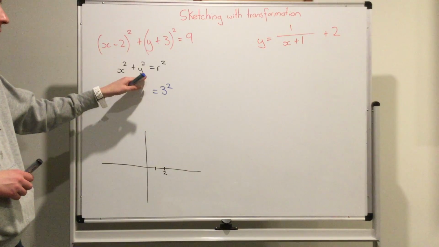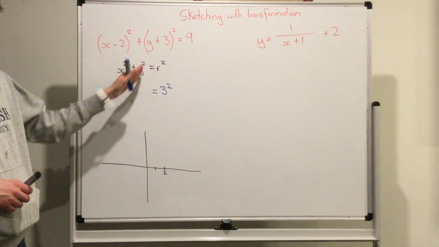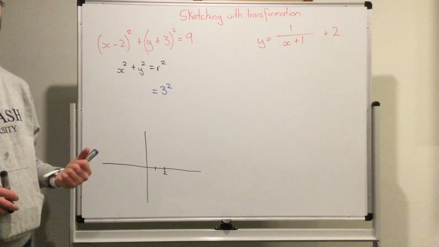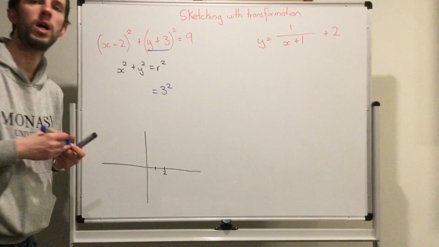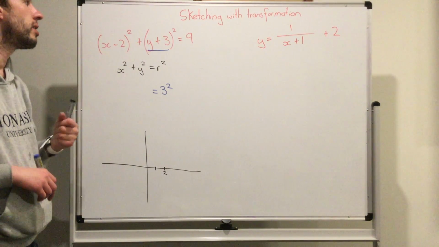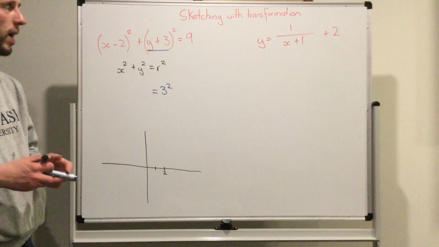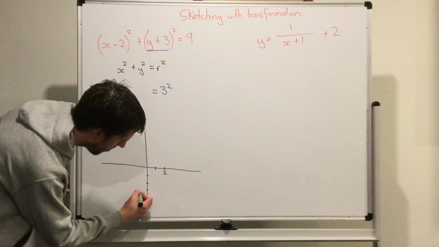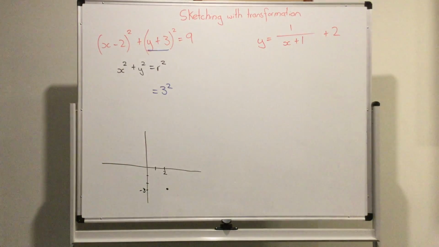Again, here y can just be 0, so it's at the origin. But here it's plus 3. So what does y need to be for this bracket in here to equal 0? Well, the opposite of 3 is negative 3. So negative 3 plus 3 equals 0. That just means y must be negative 3. So the origin of our circle is here.